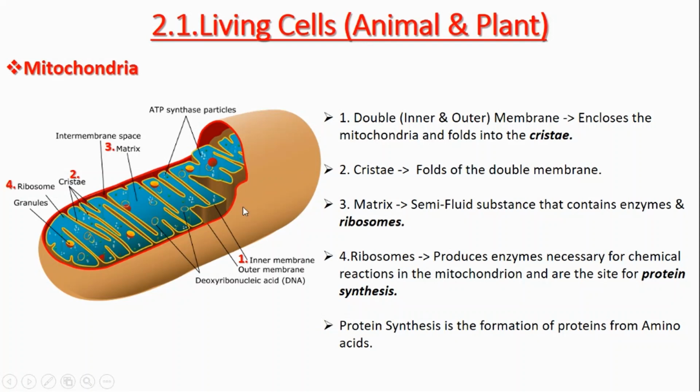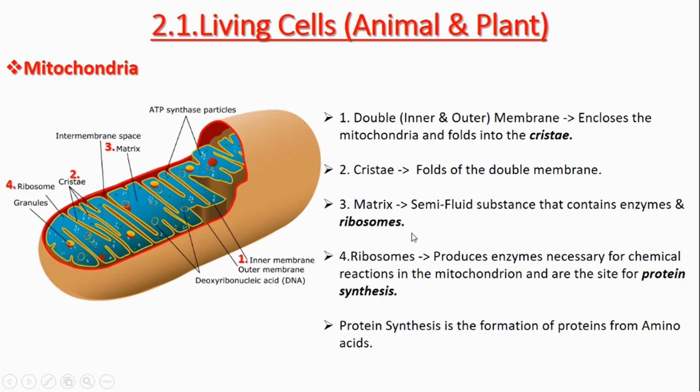And then we have the matrix, this blue thing that looks like water over here. It's called a matrix. It is a semi-fluid substance that contains enzymes and ribosomes. And then we move over to ribosomes. So what are ribosomes? What do they do in the mitochondria? So ribosomes produce enzymes, and it is these enzymes that are necessary for the chemical reactions in the mitochondria, and the ribosomes are also the sites of protein synthesis. Well, protein synthesis is simply the formation of proteins from amino acid.